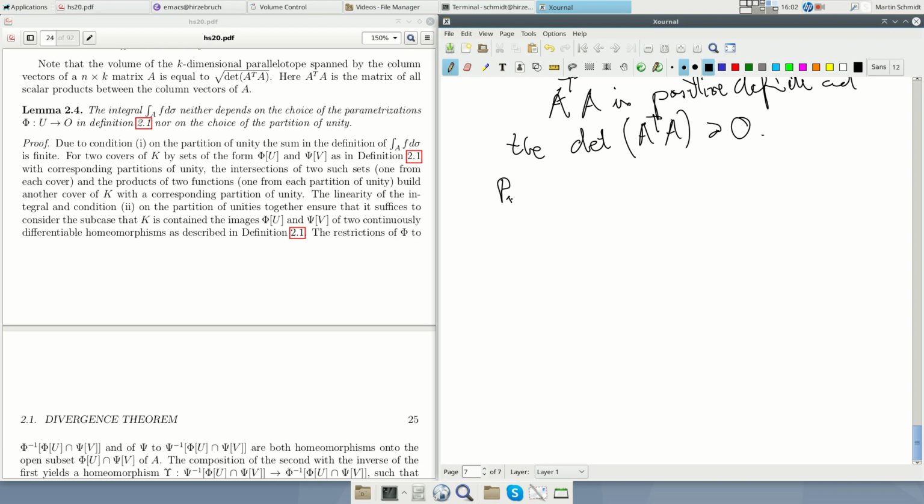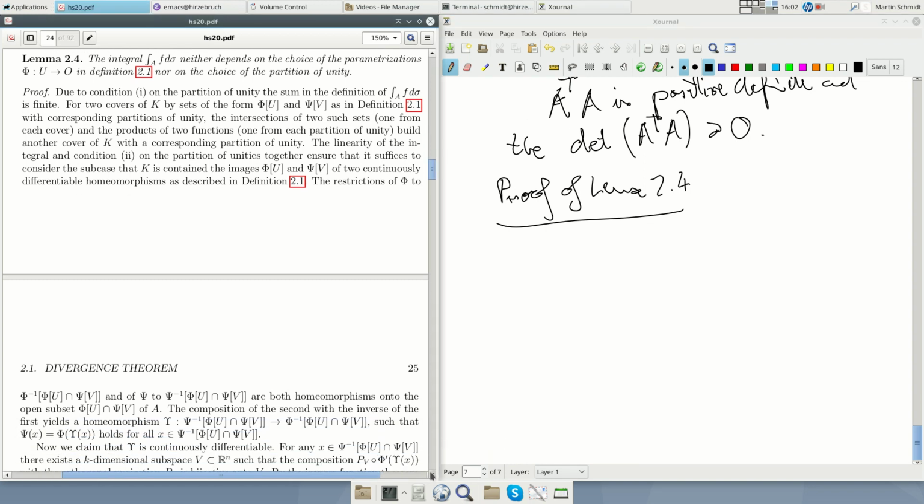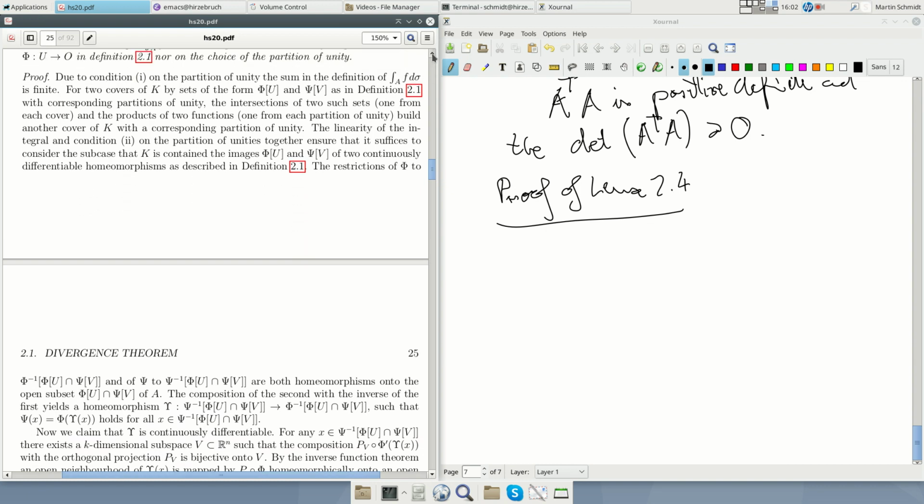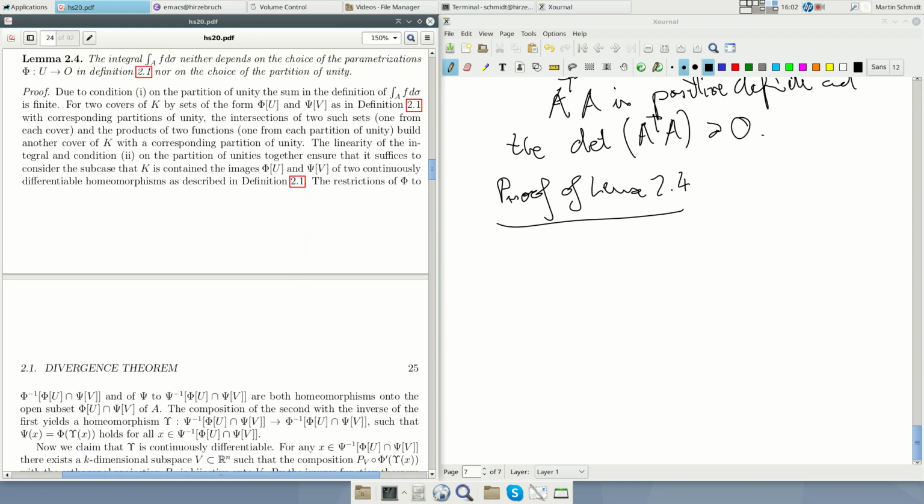Okay, this looks like a very general statement, that it's completely independent of these two choices which we can make: the choices of the parametrizations of the maps phi and the choices of the partition of unity. And since it's such a general statement, one would expect the proof to be complicated. But the proof is astonishingly simple.